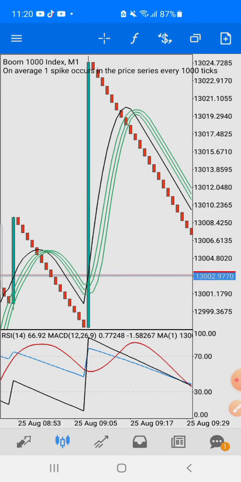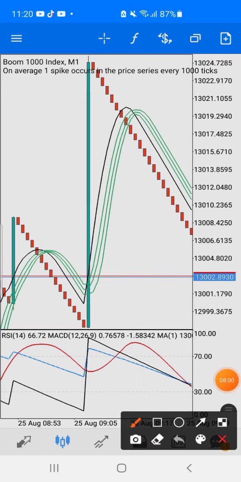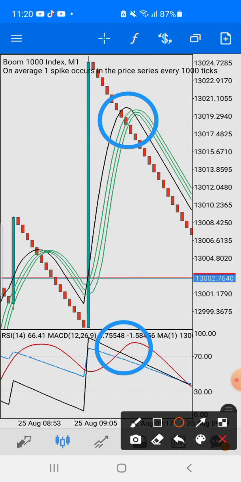All right, so now, first condition: make sure there's a cross right here. The black and the blue should cross the red. After that, you also wait for a cross here. The black should cross the green lines. Once you see these two things happen, please enter your trade with proper risk management.